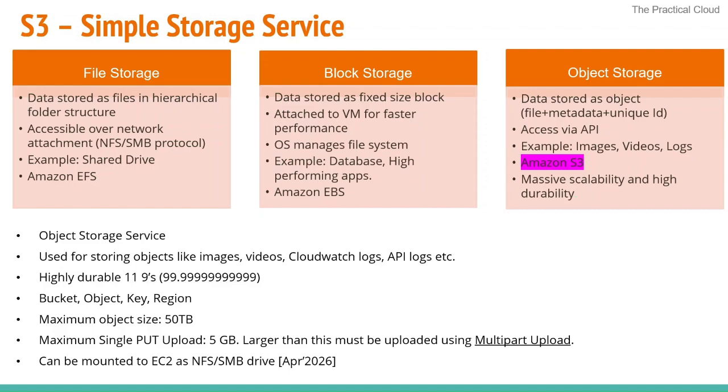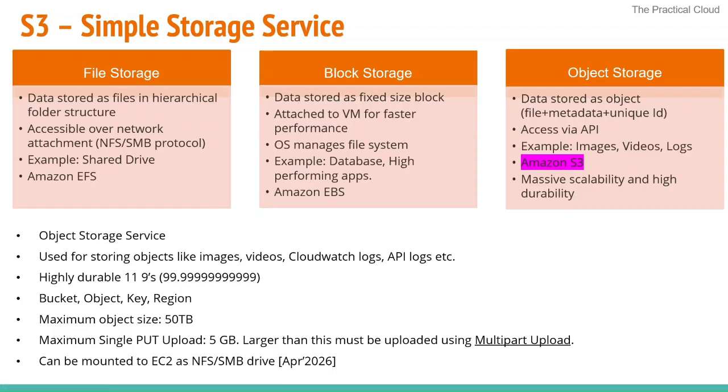The maximum object size is 50 TB. You can upload multiple objects to the bucket. There is no limit on that, but the maximum object size should be 50 TB. If it goes beyond 50 TB, you need to split it and send it across. Similarly for the API calls, if you are using a put option to upload a file, it should be a maximum of 5 GB. If it is more than 5 GB, then you have to upload it as a multi-part upload.